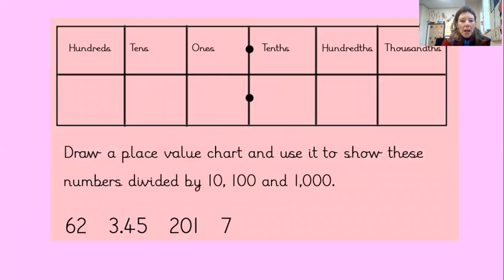What I'd like you to do now is to draw a place value chart. You can draw it in a notebook if you have one, or you can just draw on any paper that you have available. And what you're going to do is to use it to show these numbers divided by 10, 100 and 1,000. So what happens when you divide 62 by 10, and then when you divide it by 100, and then by 1,000. You're going to try the same for 3.45, for 201, and for 7.